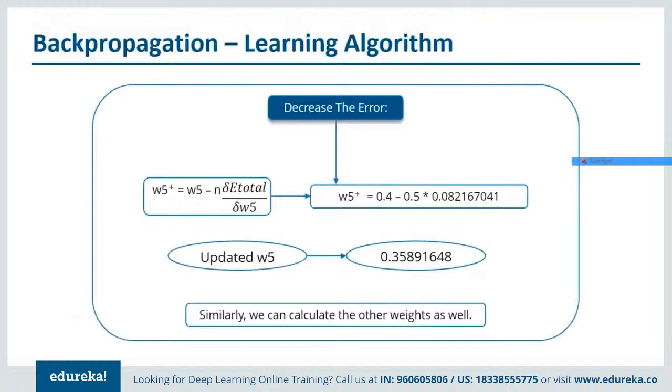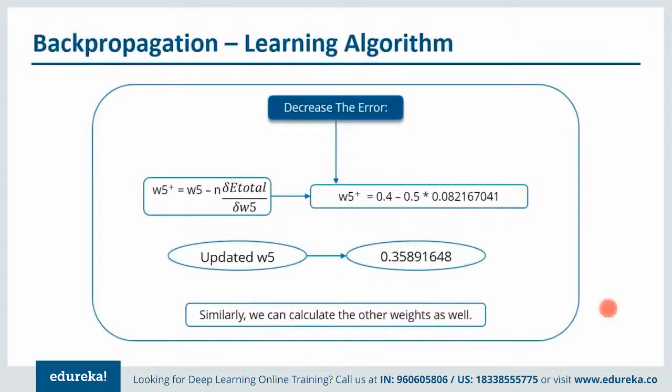First thing we need to do is follow this formula. W5+ is nothing but the updated weight, which is equal to W5 minus the learning rate times delta E total by delta W5, which came to around 0.35891648. Similarly, we can calculate the other weights as well.